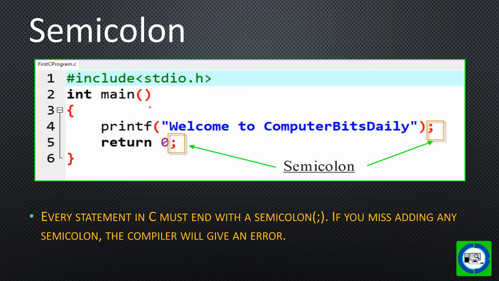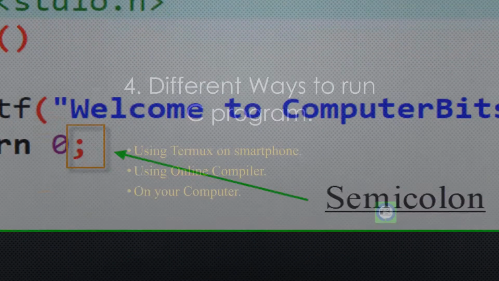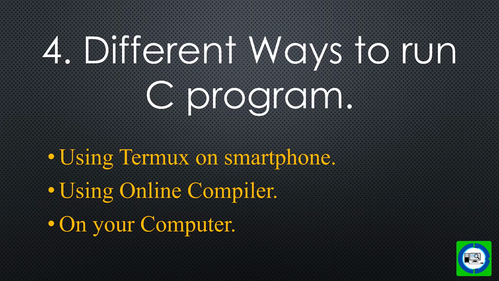This is the main function of the program. It has two statements, the printf function statement and the return statement. Each and every statement must end with a semicolon. Missing this semicolon will give an error. You can run and learn C programs in different ways, like on a smartphone using Termux, using an online compiler, or an offline compiler on your computer.